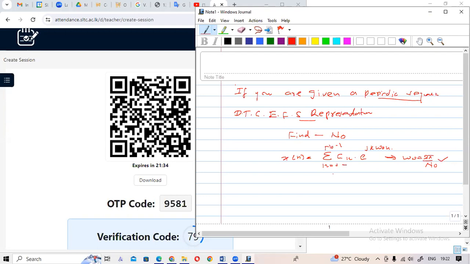You should be familiar with this one. And also you can evaluate this c k: 1 over N naught, sigma n from 0 to N naught minus 1, x[n] e to the power minus j k omega naught n. So using these two identities, you should be able to find the discrete time complex exponential Fourier series representation of a given signal. So this part you should be able to do. If you couldn't do it, it will be a problem.